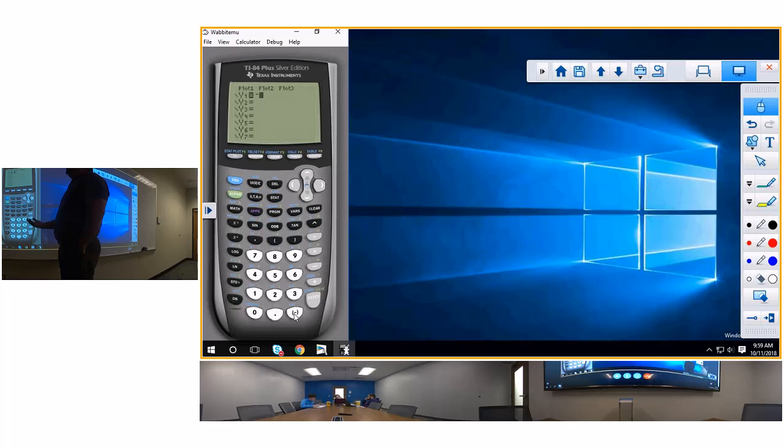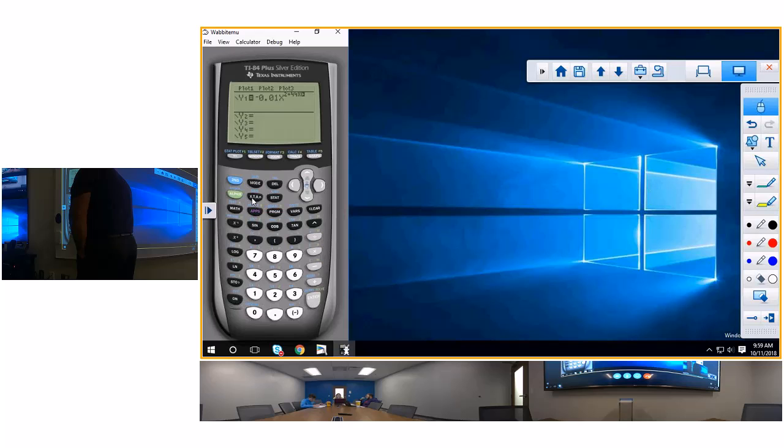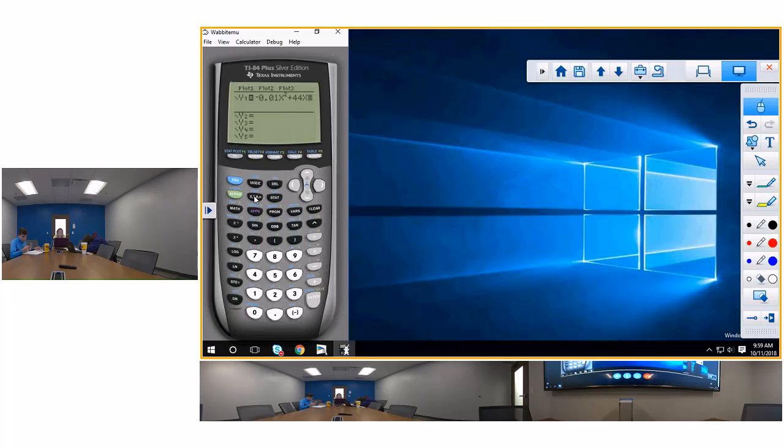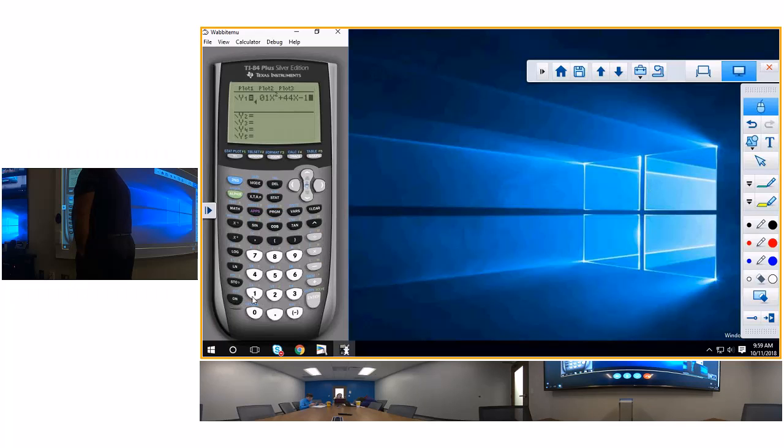Negative 0.01 x squared plus 44x. Oh, wait a minute. This is why I don't like calculators. I've got to do x squared. All right, what plus 44x? It'll be minus 1,000.